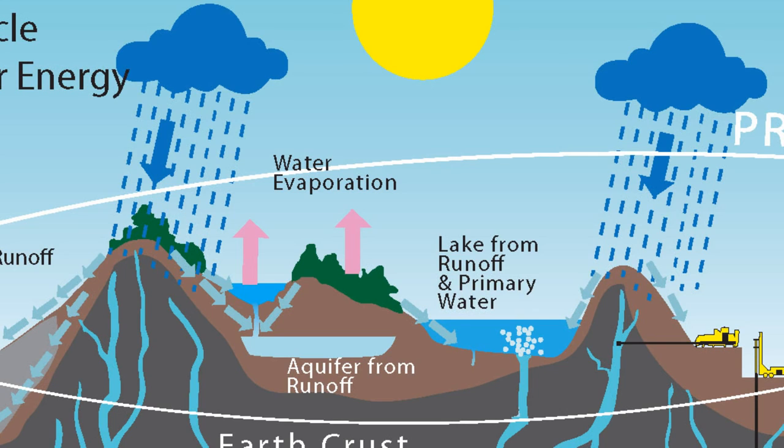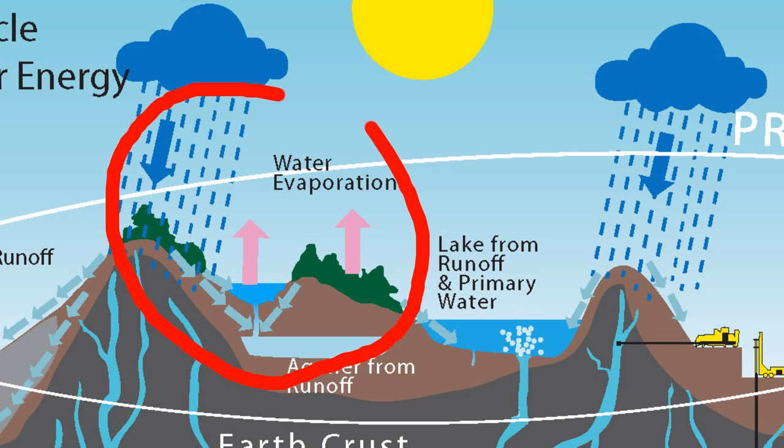You notice where it says aquifer? Yeah. Okay. Well, the quality is definitely negated by the fact that it is atmospheric in origin. Okay. So now we go above where it says aquifer from runoff, and we go to that mountain that has the green vegetation on it, and the arrows are going up, which looks to me like it indicates water evaporation.